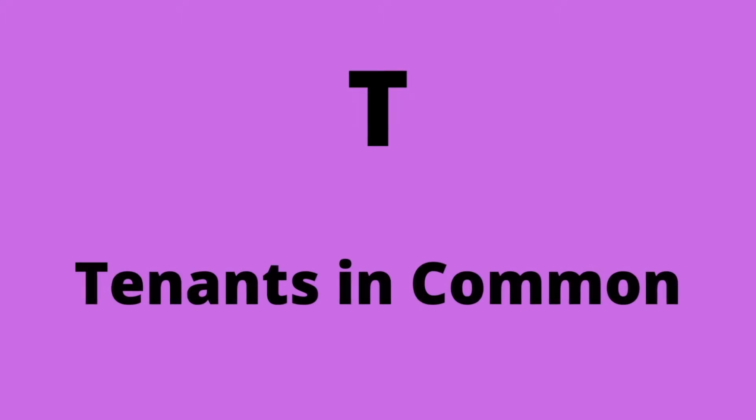T is for tenants in common. Tenants in common is one of the ways that two or more people can co-own a property. In the case of tenants in common, people can choose the percentages of how they would like to share the property. Say one person owns 75% and one owns 25%. Tenants in common can sell their portion of the property separately from the other owner, and they can also leave it to different people in their wills. So that can get complicated.